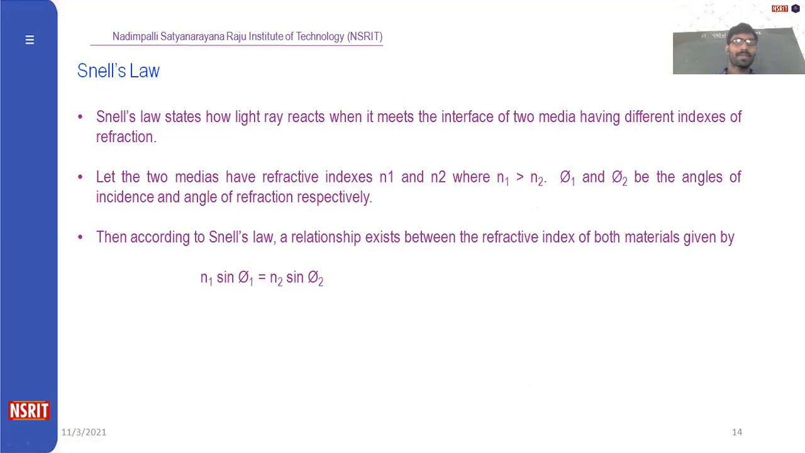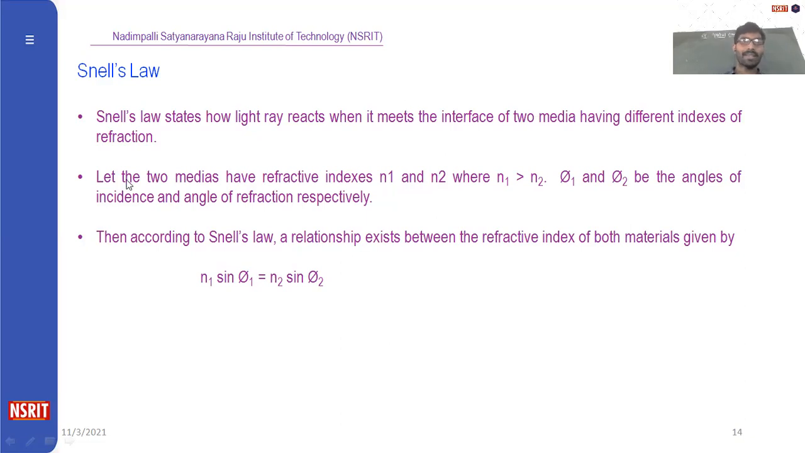Okay. Snell's law. Coming to Snell's law, Snell's law states how a light ray reacts when it meets the interface of two media having different indices of refraction. Snell's law gives the reaction that light is going to show when it travels from one medium to another medium. It is known as the interface.